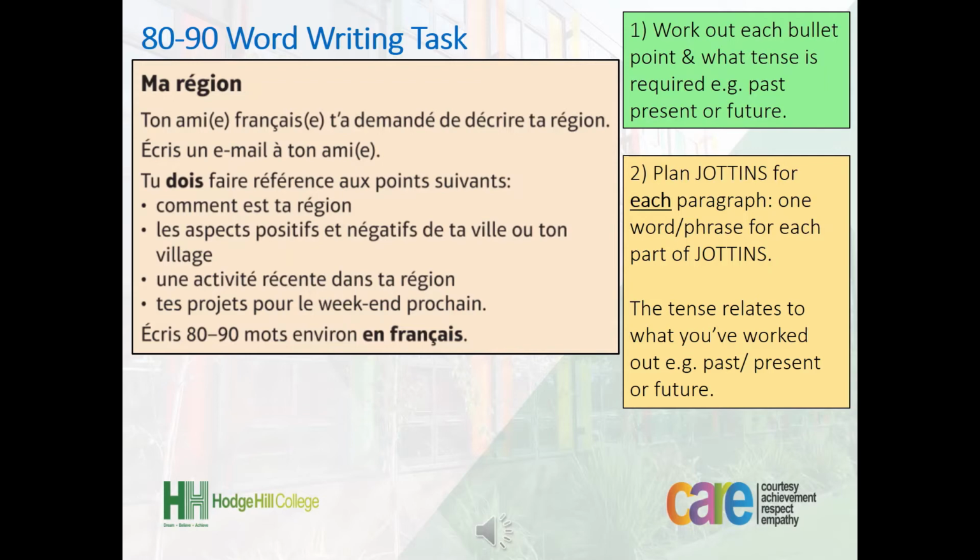In terms of planning, you need to work out what the bullet points mean, and also whether the tense required is past, present, or future. Now, there'll always be 2 present, 1 past, and 1 future. So pay attention to the time markers in particular in order to work out whether your bullet point is in the past or future. In the next part of the video, I'm going to show you how to use jottings to make your planning really successful, and this will enable you to get your ideas down clearly and then be able to write a really good solid 4 paragraphs on each bullet point and get the best mark possible.